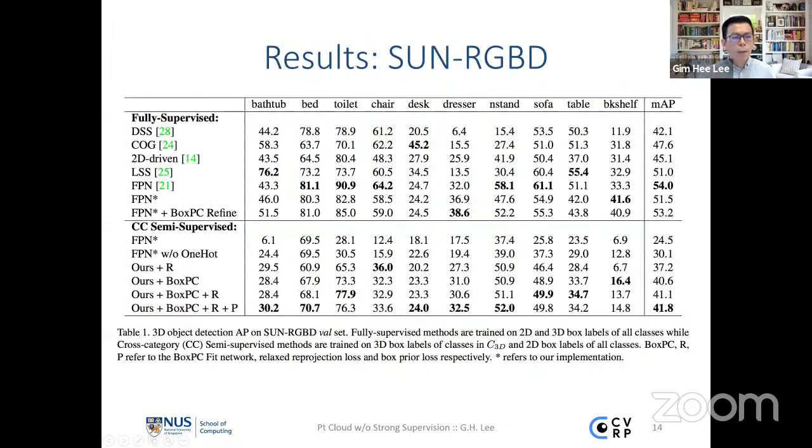So here are some results on the SUN RGB-D data. At that time, Frustum PointNets was the only or one of the few existing works on 3D object detection, but it's strongly supervised. In comparison to Frustum PointNet, which was the state of the art at that time, our box PC feed network achieved about 70 to 80% of the strongly supervised learning framework at a semi-supervised level, which is considered quite good for a non-strongly supervised network at that time.